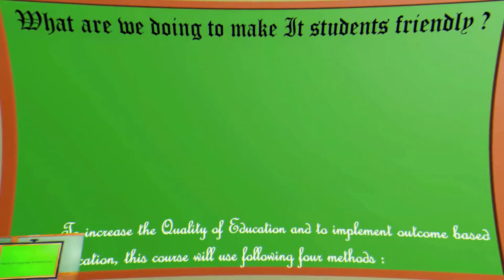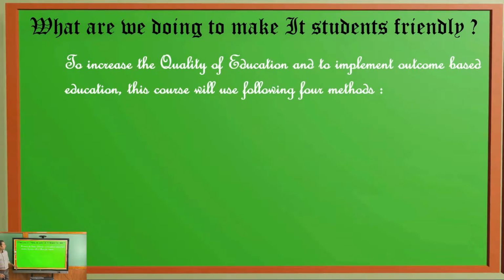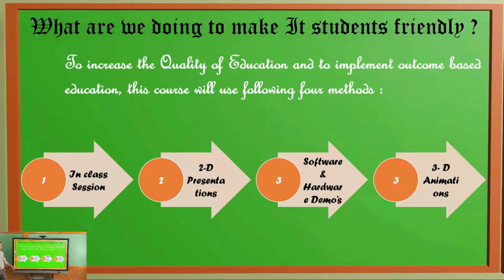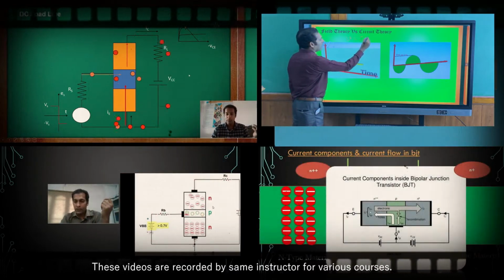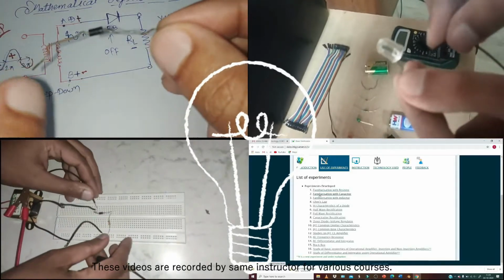What are we going to do to make this course student friendly? We want to increase the quality of education and implement outcome-based education. Students have a lot of confusion about what outcome-based education is. For achieving outcome-based education, we are going to use 4 different methods. It involves in-class sessions, 2D presentations, software and hardware demos, and most importantly 3-dimensional animations, which will give a clearer idea. In the rest of the video, learners will get a clear idea about the methods I am going to use.